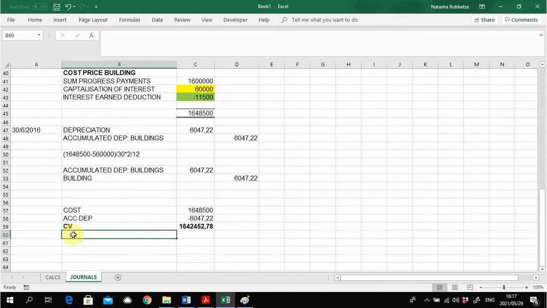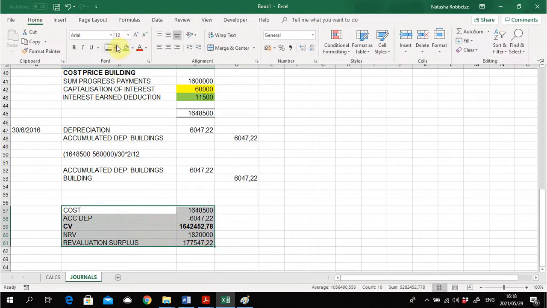Now, what is the net replacement value or the fair value? It is higher than this amount. It's 1,820,000. Thus, we have a revaluation surplus because the valuation is higher than the carrying value. If I calculate the difference there, the revaluation surplus should be 177,547 and 22 cents. So this calculation, I'm just going to put it in a block.